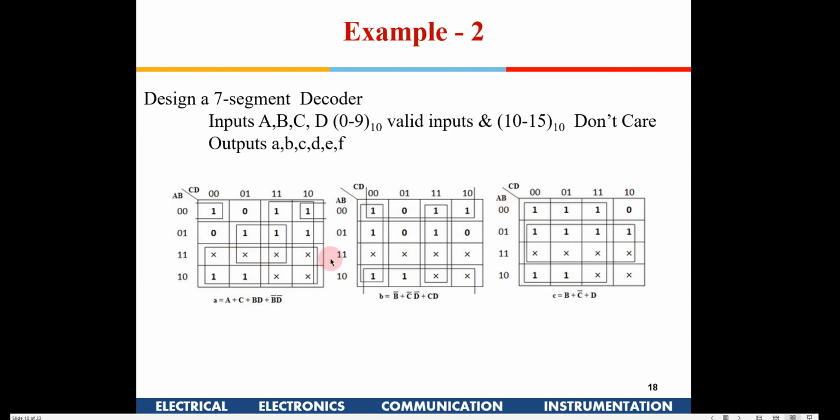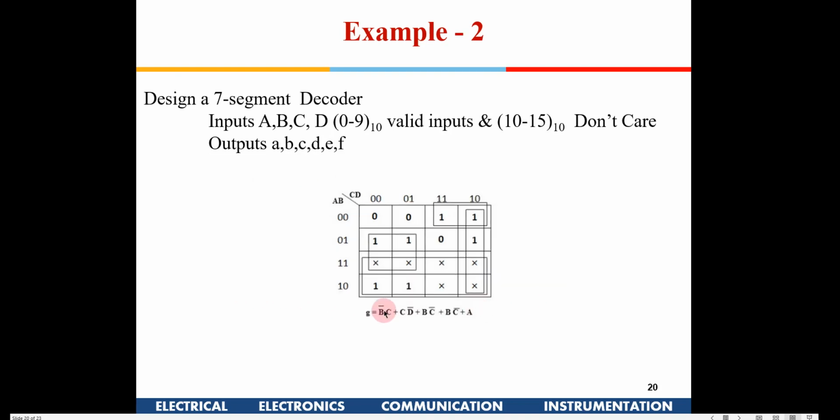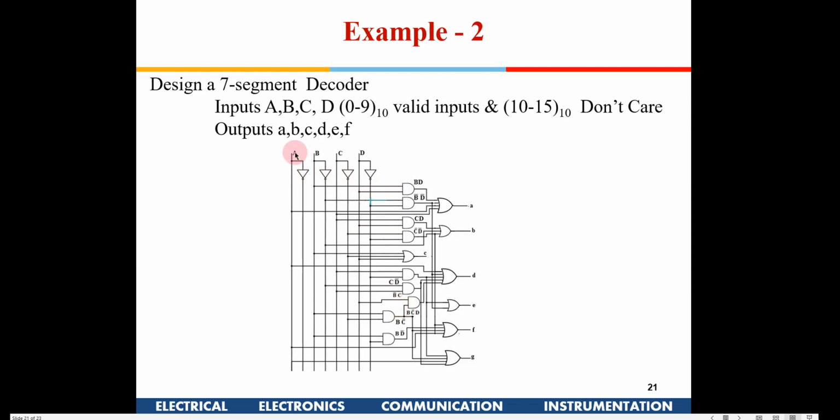I am taking don't care for 10 to 15 the input values. Okay, because this is a 7-segment display, the display will be from 0 to 9, so 10 to 15 are don't care conditions. I put don't care and I simplify for each one of them, so I get a simplified expression for A, B, C, D, E and F and G. And then if you see here, this is A, this is A bar, B, B bar, C, C bar, D, D bar, and then I use that expression.